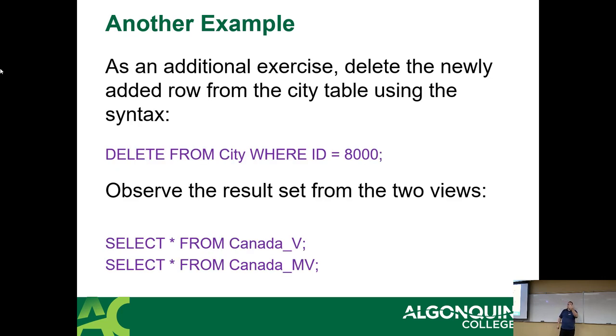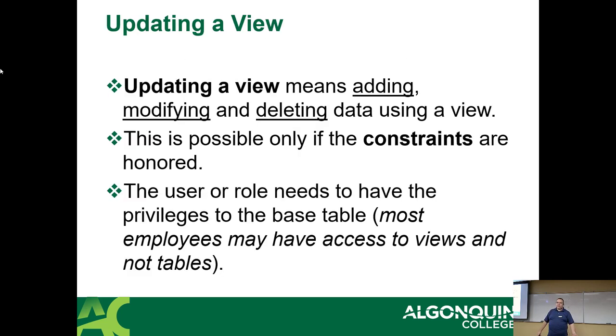And this example is showing that if you deleted a row, it would still be in the materialized view, but it wouldn't be in the live data until you refresh it. So when you refresh the view, you get the most up-to-date data.